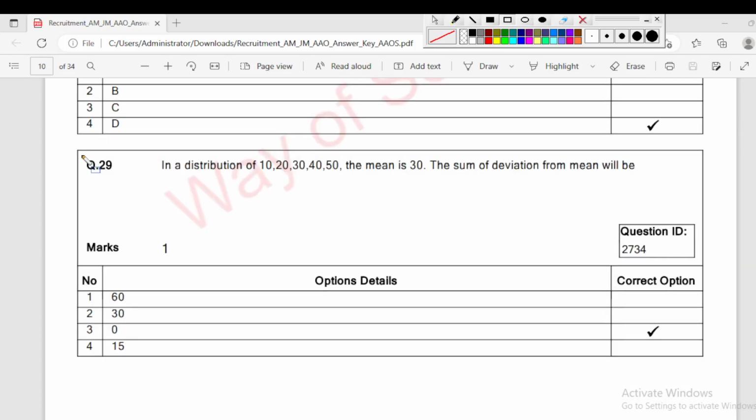Question number 29. In a distribution of 10, 20, 30, 40, 50, the mean is 30. The sum of deviations from the mean will be: option 1 60, option 2 30, option 3 0, and option 4 15. Option 3 is correct. 0.